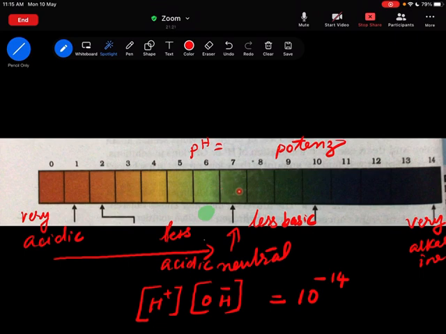Values less than 7 on the pH scale represent an acidic solution. As the pH value increases from 7 to 14, 7.1, 7.2 onwards to 14, it represents an increase in OH minus ion concentration in the solution. That is, increase in the strength of alkali.